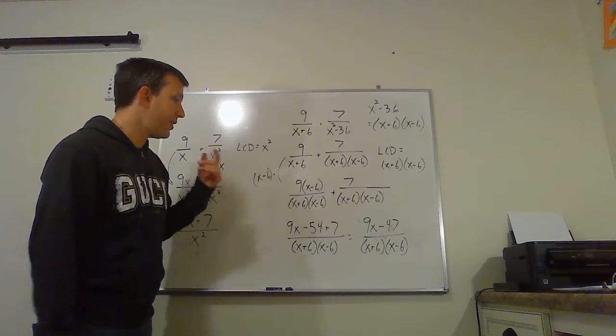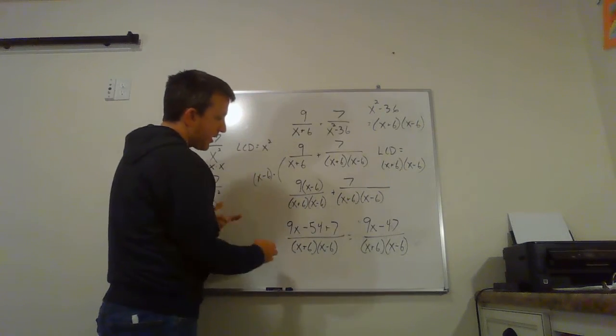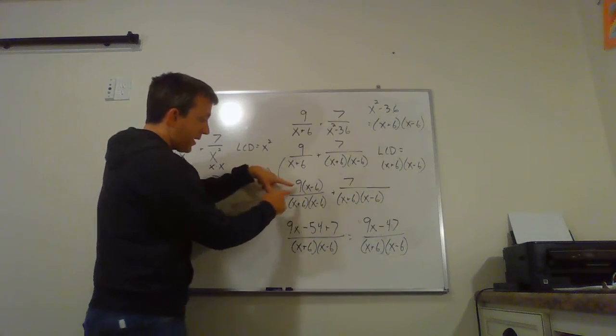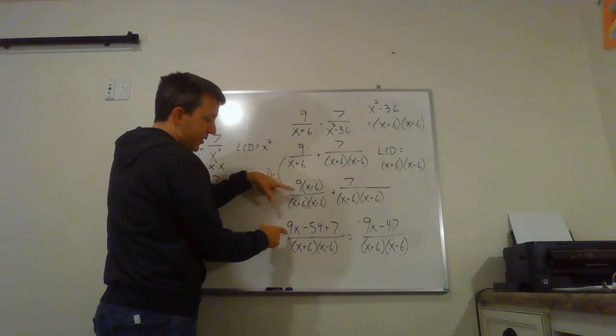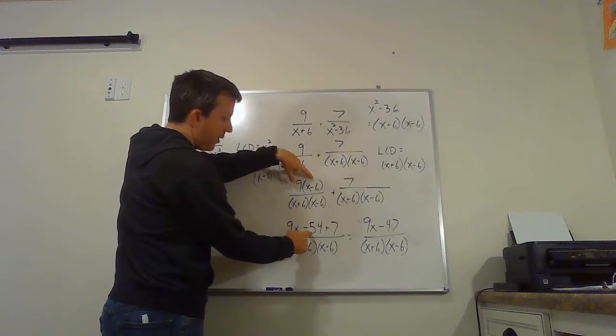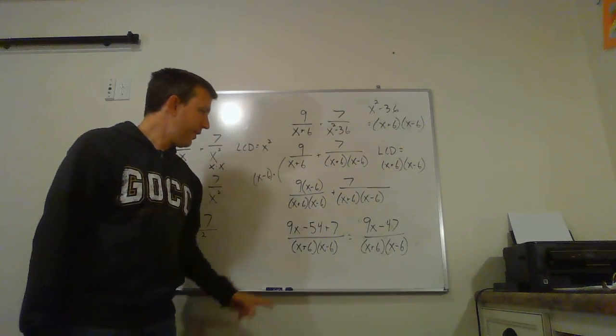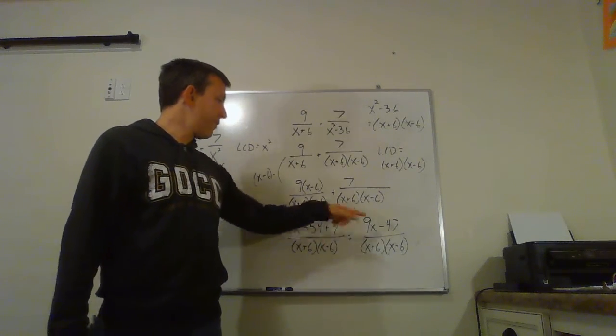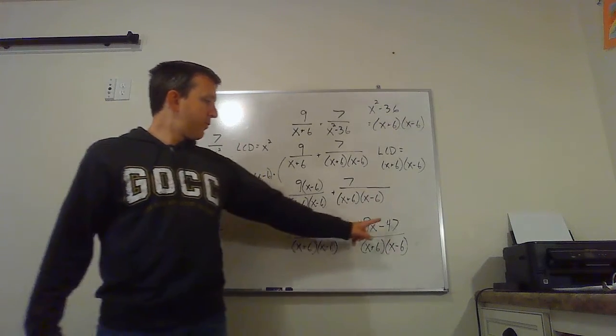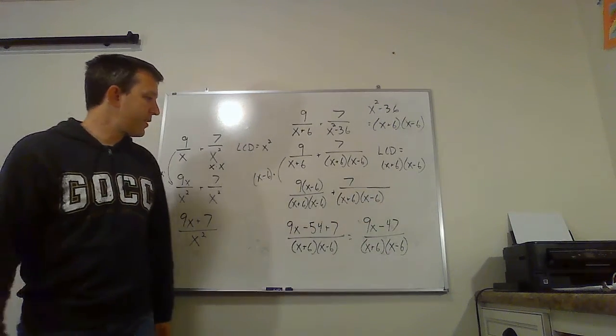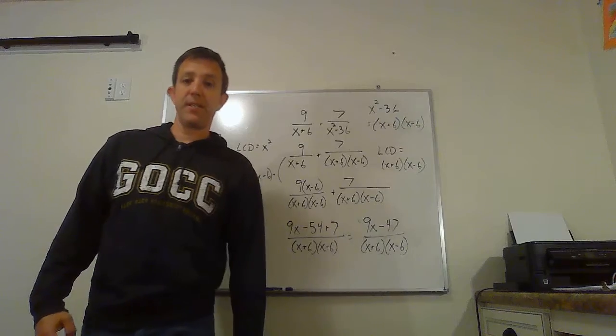So I go ahead and do the addition. Along the way, I kind of cheated a little bit because I was running out of word space. I multiplied this 9 times the parentheses, so I got 9x minus 54, and then the plus 7 from adding the fractions. Combine my like terms, negative 54 and 7 makes a negative 47. So my final answer is 9x minus 47 all over x plus 6 times x minus 6.